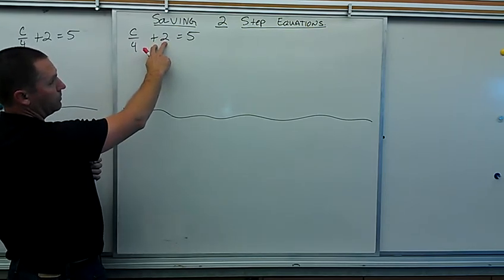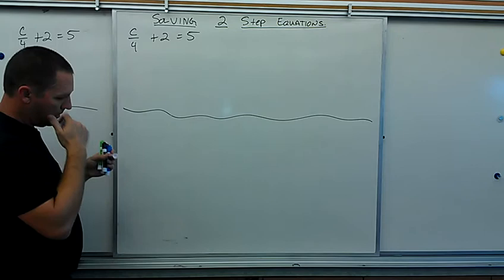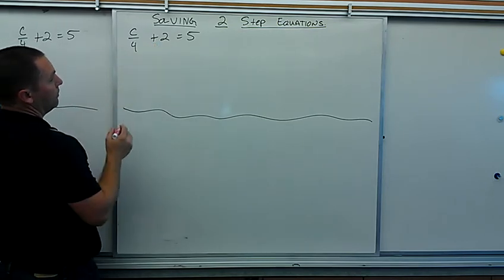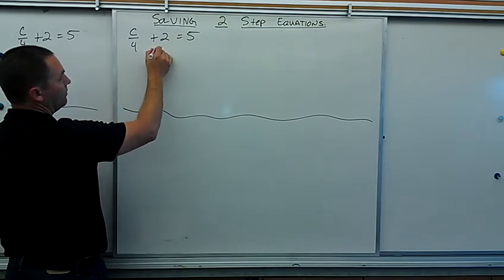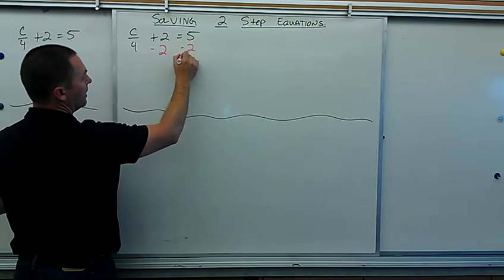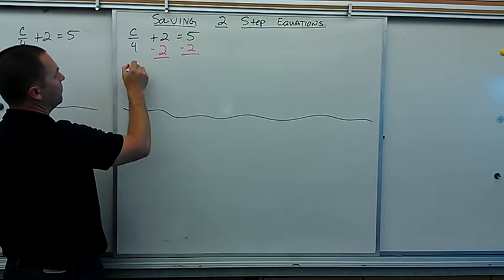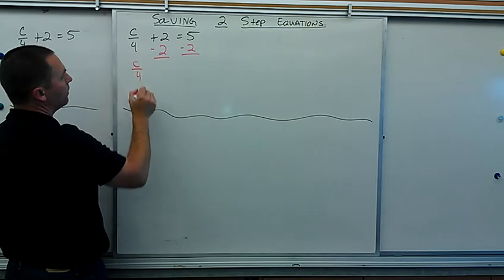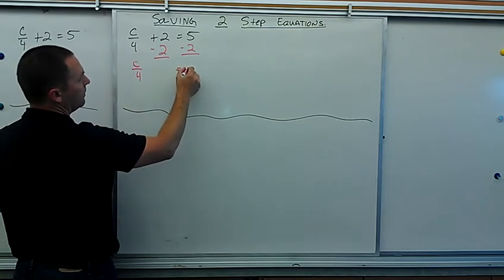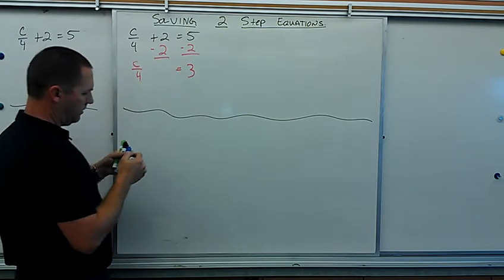I need to get rid of those 2 extra beans first, and of course I have 5 beans on this side. So to get rid of those 2 beans, I do the opposite operation, which would be subtract 2 from both sides. So I'm left with c over 4, that's 0, equals 3.